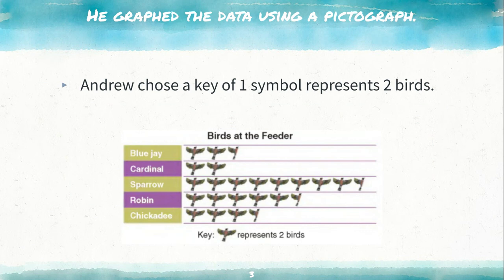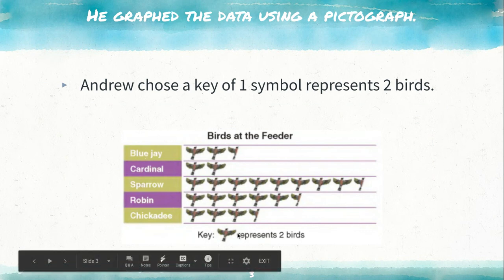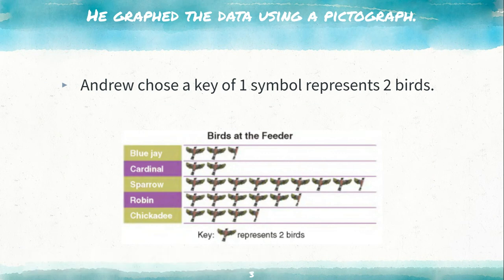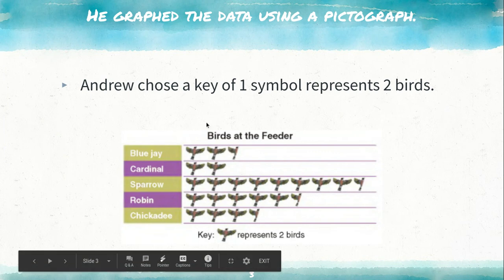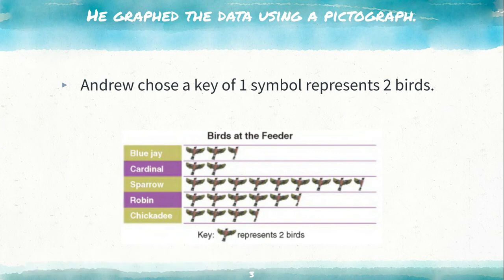So then he graphed the data. This is a pictograph where you pick a picture to represent certain amounts. So he picked this picture of a bird to represent 2 birds at a time. So you can see a very quick and visual way to see which ones came more often.